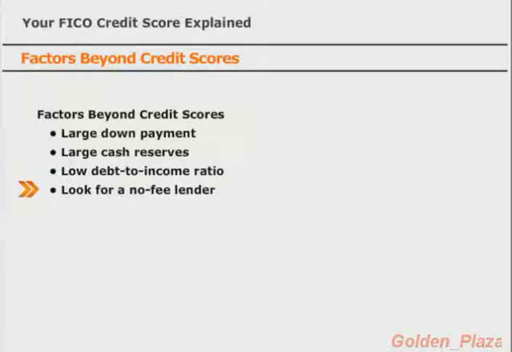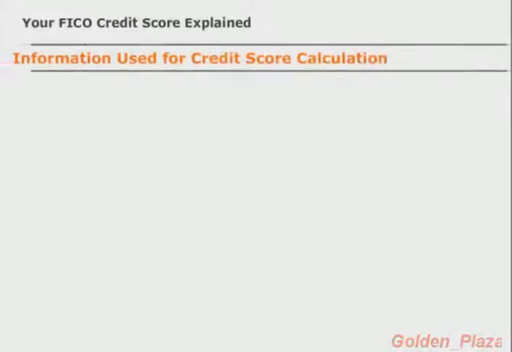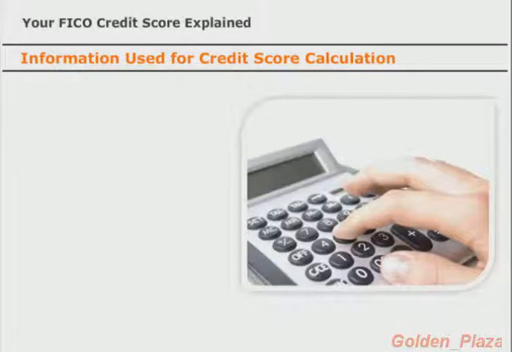Instead, look for a lender who does not charge a fee to take your application and qualify you for a loan. As we mentioned earlier, late payments, foreclosures, and bankruptcies all affect your credit score. Here then are the factors that are used to calculate your credit score.